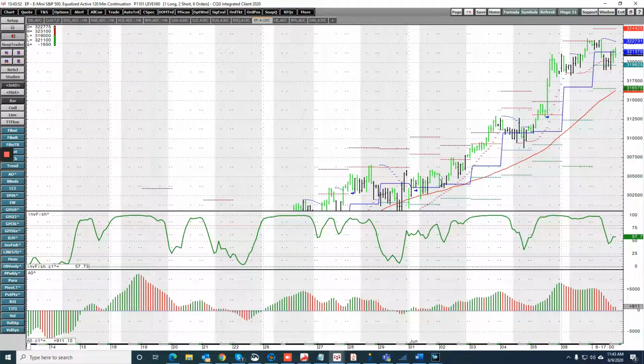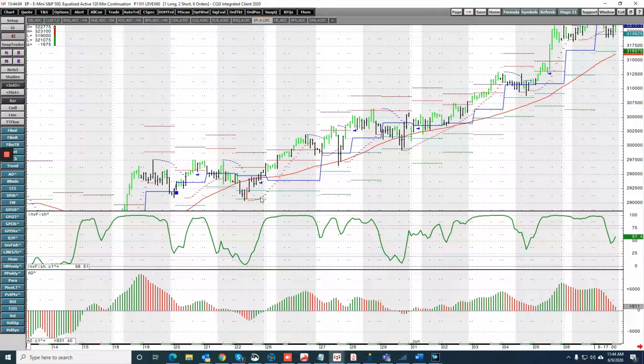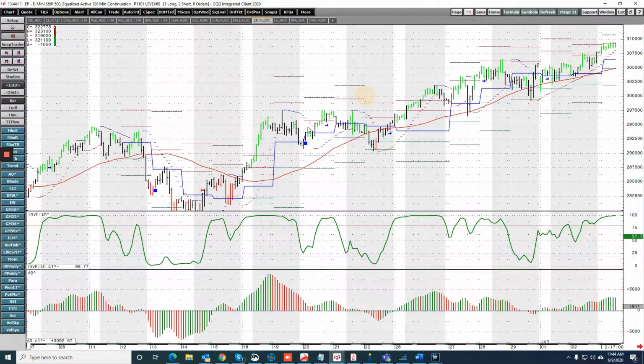Also, I color-coded the bars. So if it's green, attack from the long side. If it's black, you can attack it from both sides. If it's red, you want to attack it from the short side. As you can see, it's been a long time, almost since May 22nd, since this chart said go attack from the short side. It was wrong. It was just for one bar.